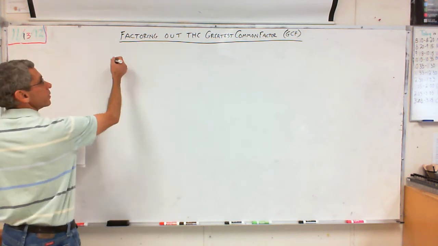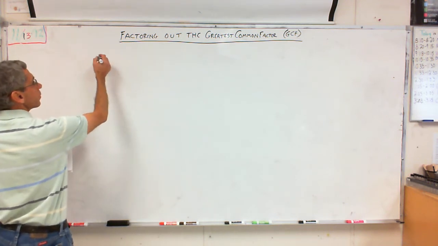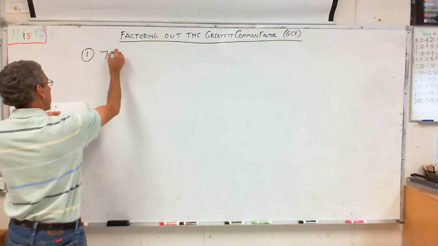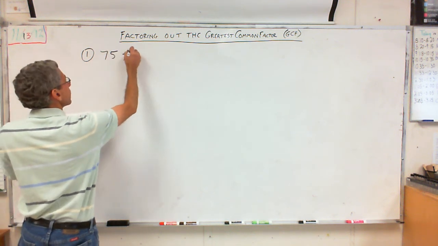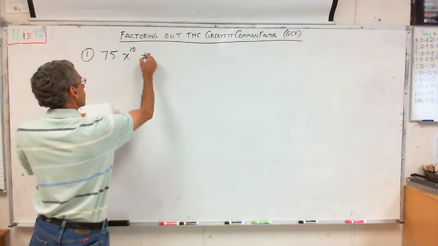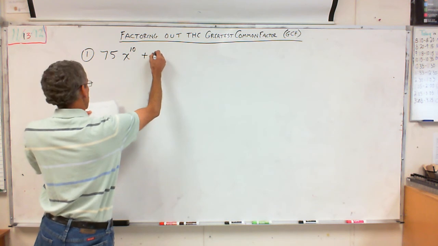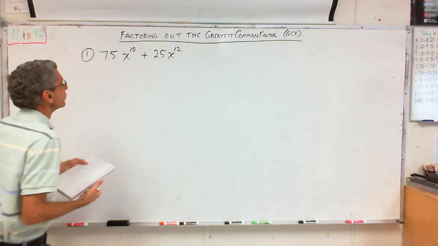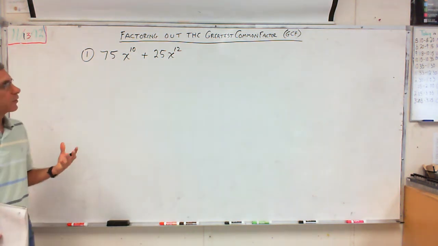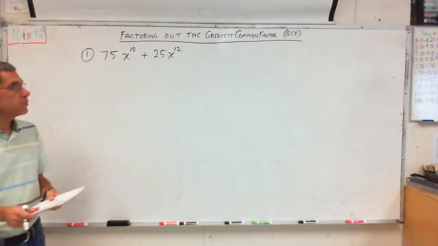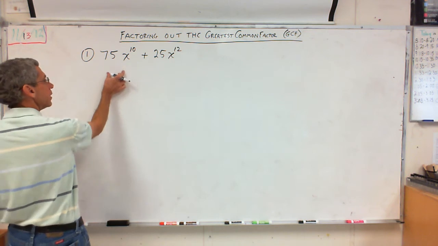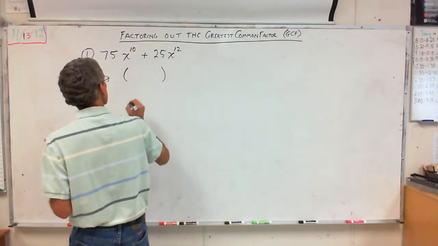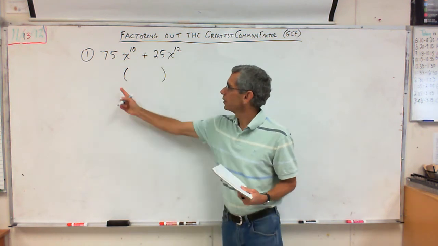All right, I think we're going to start here. I'm going to start fairly simple: 75x to the 10 plus 25x to the 12. I'm factoring out a greatest common factor. That means I'm going to have something here, and I'm going to multiply it by something inside parentheses. The question is, what's going to go here?